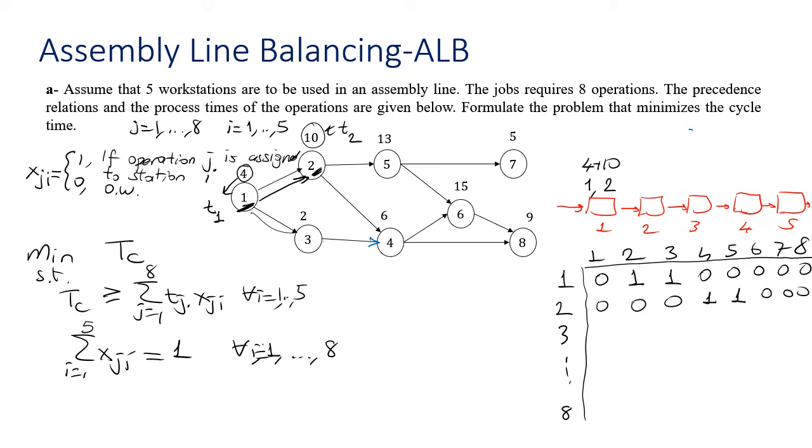3 and 1, look, 1 precedes 3. 3 does not precede 1, so that's why this is 0. 3 and 2, as you can see, there is no precedence relationship between them. 3 and 3, it cannot precede itself. 3 and 4, and all others are 0. So we are going to convert this precedence diagram into this matrix.